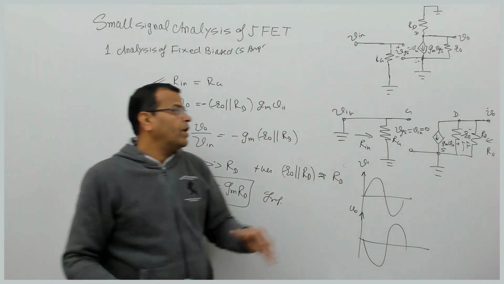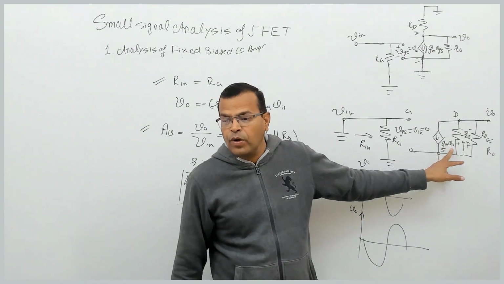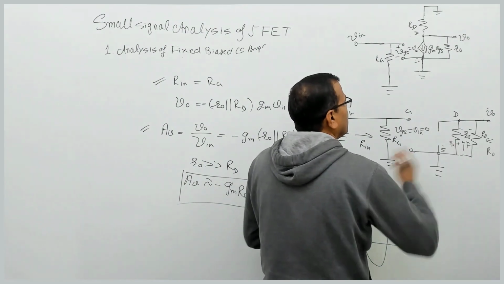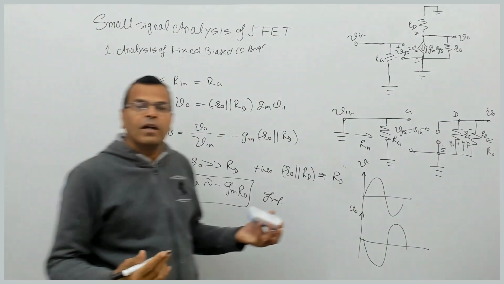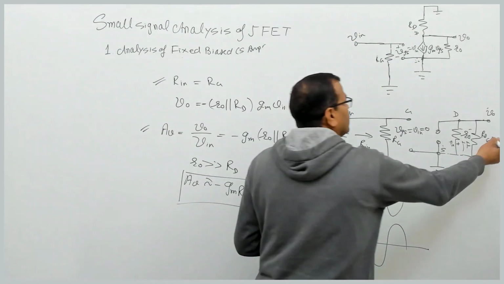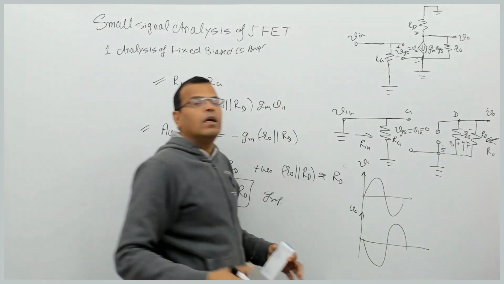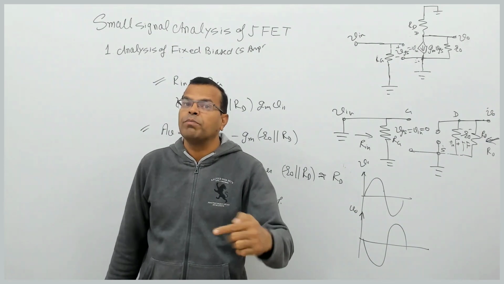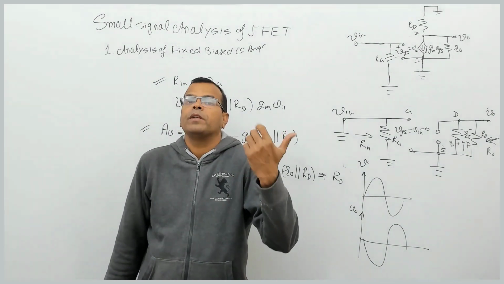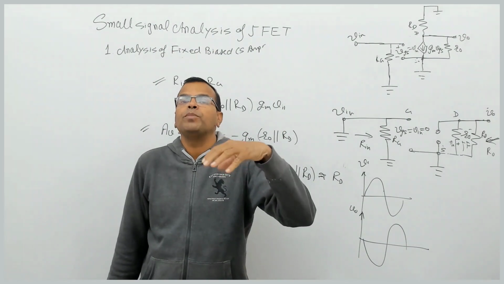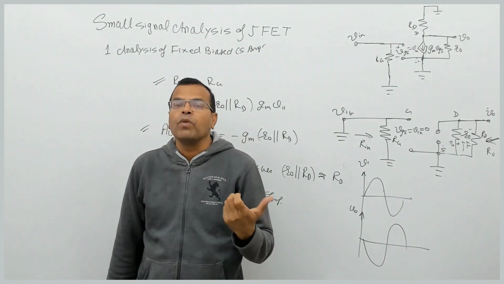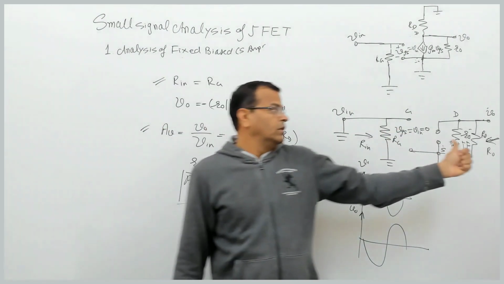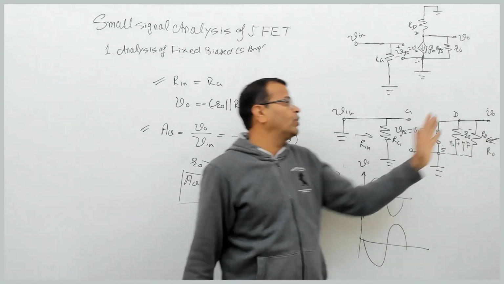When input is zero, GM into V in will be zero. And when the current here is zero, this current source will behave like an open circuit. The resistance seen from the output side is nothing but the output resistance. How do we get output resistance? Replace the input source by zero. If it is an input voltage source, replace it by ground or short circuit. If it is an input current source, replace it by open circuit. When you put the input source equal to zero, the resistance seen from the output side is the output resistance.